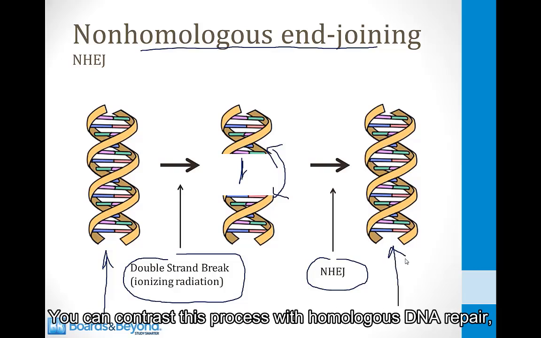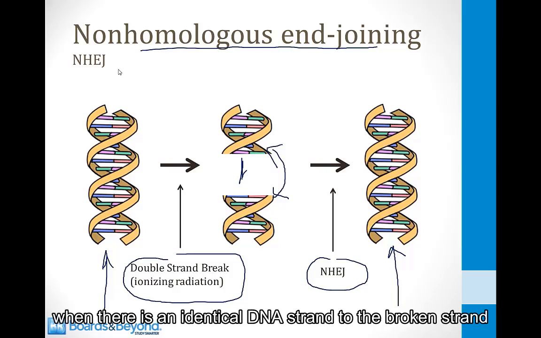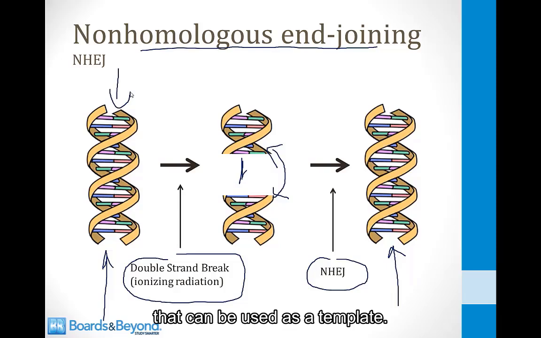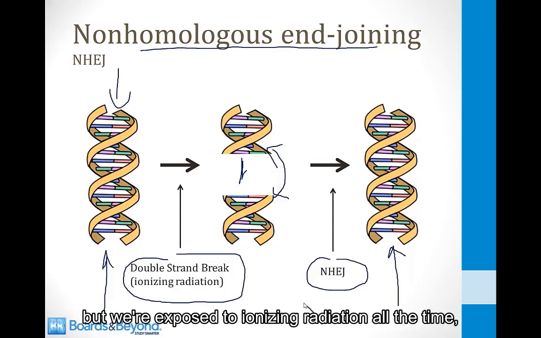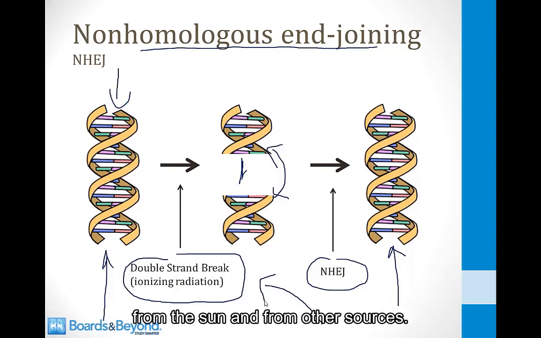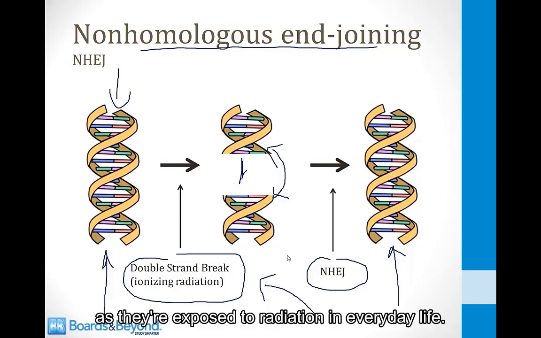You can contrast this process with homologous DNA repair, which is a process that occurs when there is an identical DNA strand to the broken strand that can be used as a template. When there isn't a template strand available, then this process of non-homologous end joining occurs. And you don't realize it, but we're exposed to ionizing radiation all the time from the sun and from other sources, and our bodies have evolved mechanisms to repair this damage routinely. People who have ataxia telangiectasia are unable to do this process, and as a result they accumulate DNA damage over time as they're exposed to radiation in everyday life.